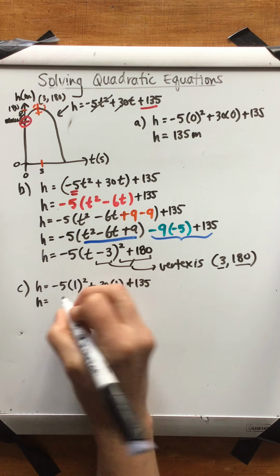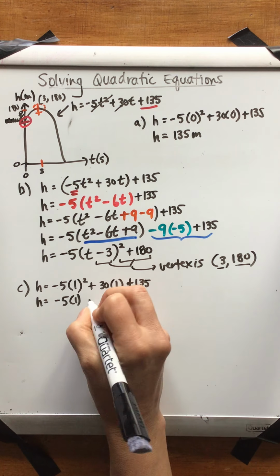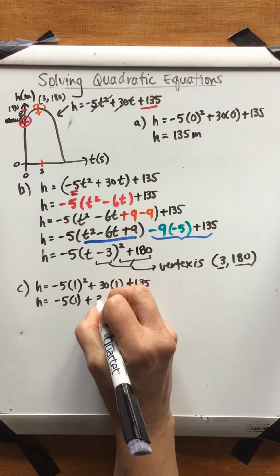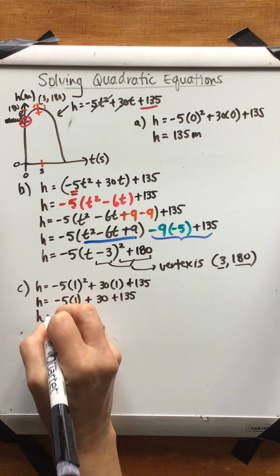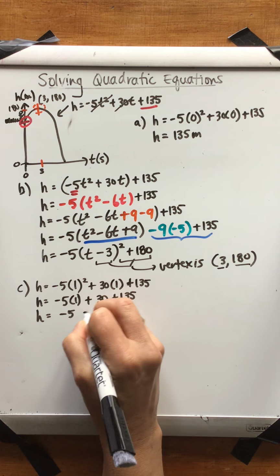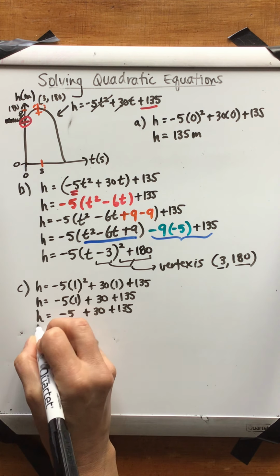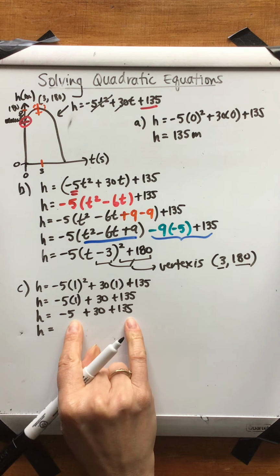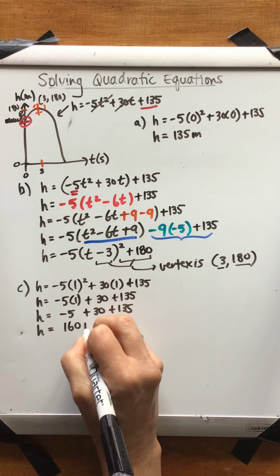Let's do exponents first. So 1 squared is just 1. 30 times 1 is 30. So I have from here negative 5 plus 30 plus 135. This drops us down to 130. Add 30 takes us up to 160 meters.